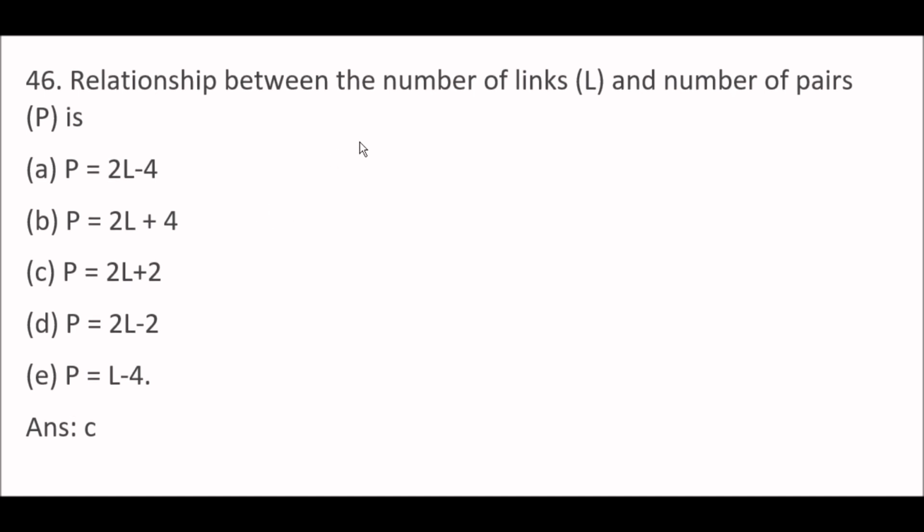Relationship between the number of links L and number of pairs P is option A P is equal to 2L minus 4, option B P is equal to 2L plus 4, option C P is equal to 2L plus 2, option D P is equal to 2L minus 2, option E P is equal to L minus 4. Right answer is option C P is equal to 2L plus 2.